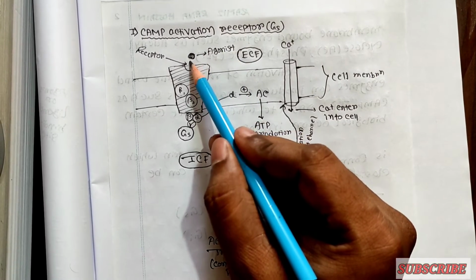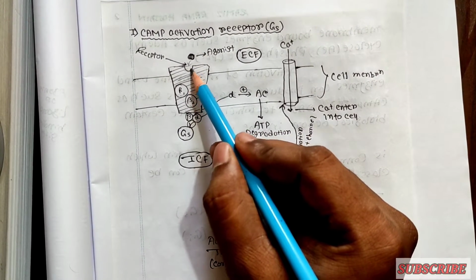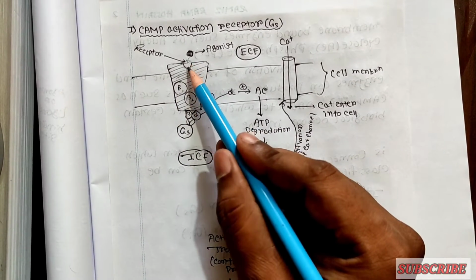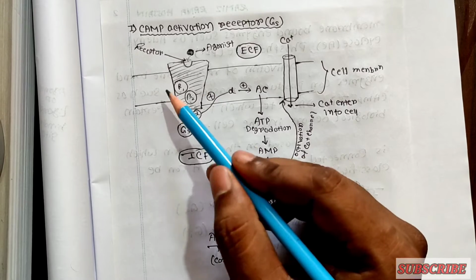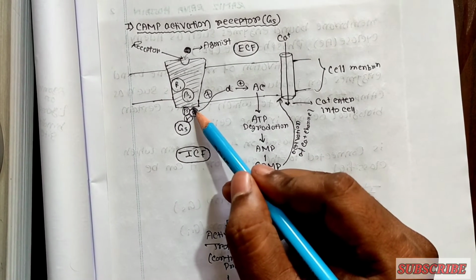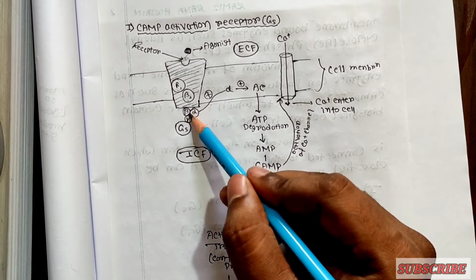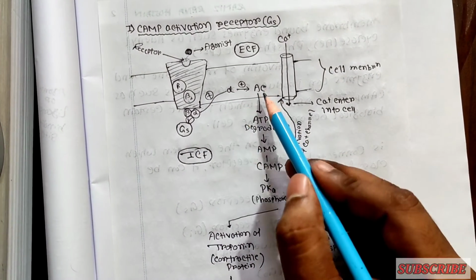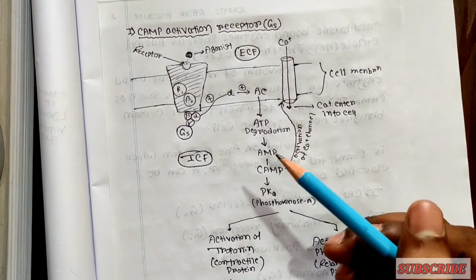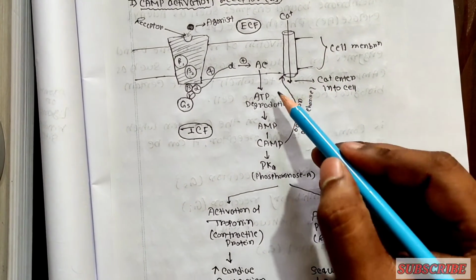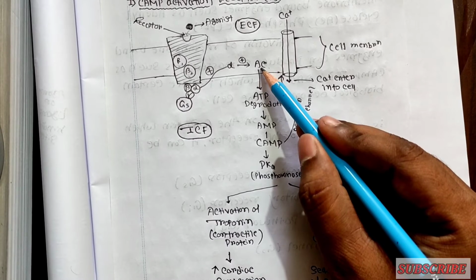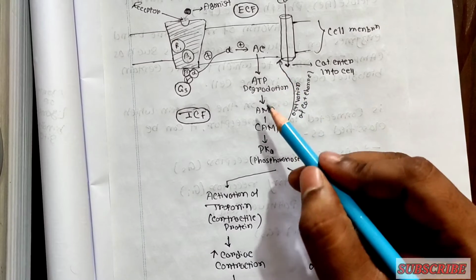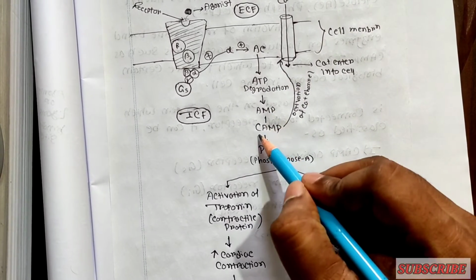If this agonist binds to this site, it will activate the receptor and cause some conformational changes. Due to this, the alpha subunit will detach from the G-protein, and further it will activate adenyl cyclase. This activated adenyl cyclase will degrade the ATP and convert it to AMP and then cAMP.